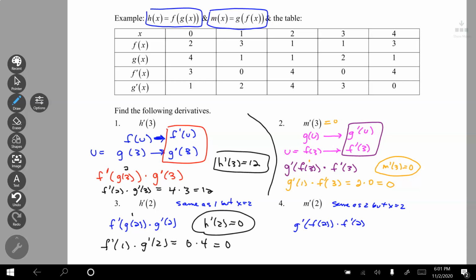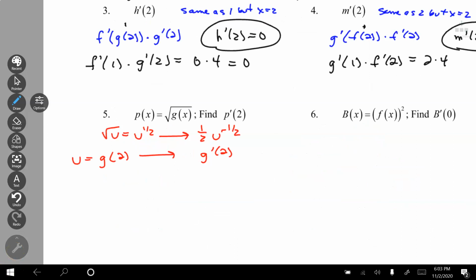Come over here. I go to f of 2. F of 2 is 1. So now I have to do g prime of 1 times f prime of 2. I go to 1, and g prime of 1 is 2 times f prime of 2 is 4. So I get m prime of 2 is equal to 8.